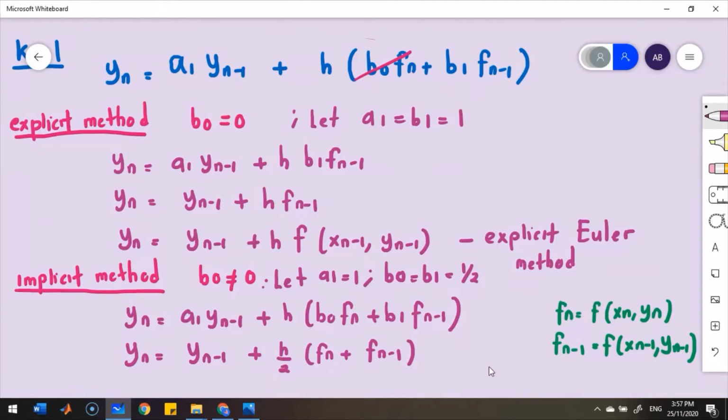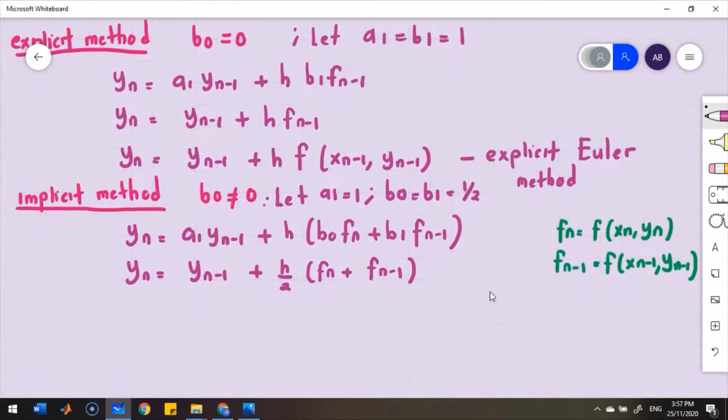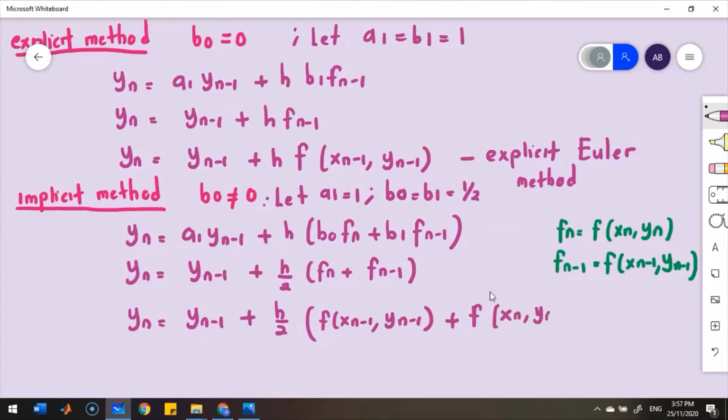Or I can write it as yn equals yn minus 1 plus h over 2, writing fn minus 1 first, so I have f of xn minus 1, yn minus 1 plus f of xn, yn. So this method is the implicit trapezoidal rule.